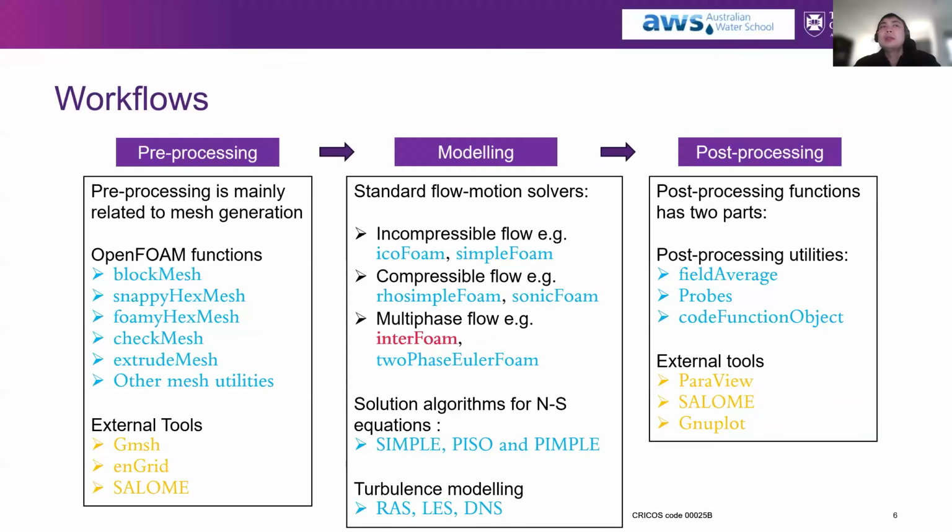The mesh generation is really important. It can actually impact the modeling results. So mesh quality is the first priority in the pre-processing phase. In terms of the modeling phase, OpenFOAM offers you different modalities. For example, you can model incompressible flow, you can model multi-phase flow, and all different solution algorithms are available for solving the Navier-Stokes equations. Also, if you want to add turbulence modeling, they have RANS, large eddy simulation, and even direct numerical simulation.